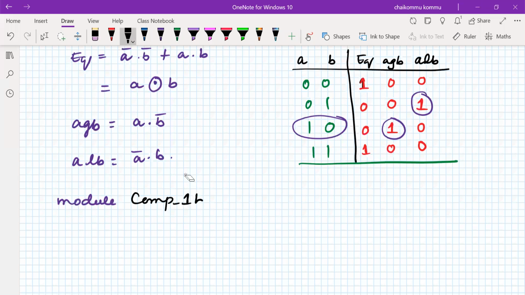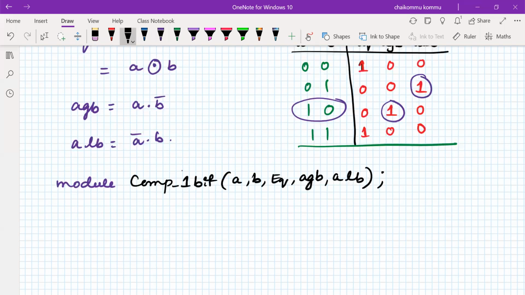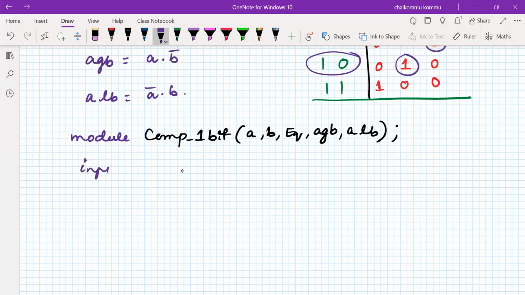If you feel that EQ is a big name, then you can change that also. AGB, ALB. Okay. Now inputs are all 1 bit size, A comma B. Fine. The outputs are EQ, AGB, ALB.